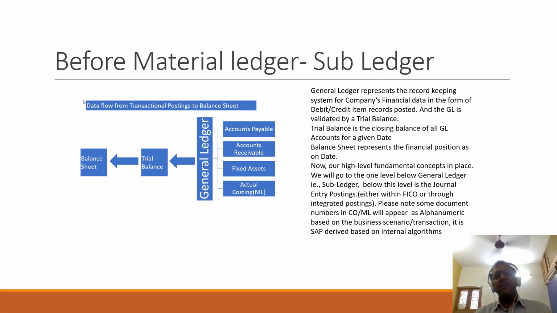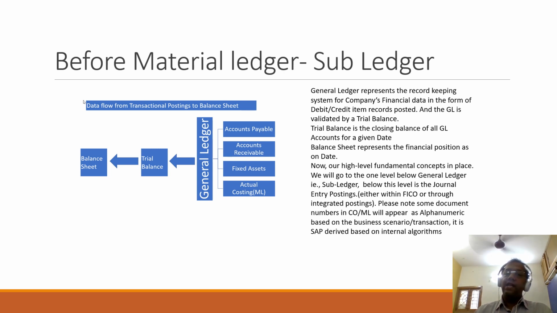Before the material ledger, the subledger. That's why, in the previous slides, I referred to the material ledger as also a part of the subledger. The general ledger represents the record-keeping system for a company's financial data in the form of debit and credit items. Of course, you know very well. Why do we need a general ledger? For recording transactions of financial data, debit and credit, which is validated by the trial balance. The trial balance is the closing balance of all GL accounts for a given day. The balance sheet represents the financial position.